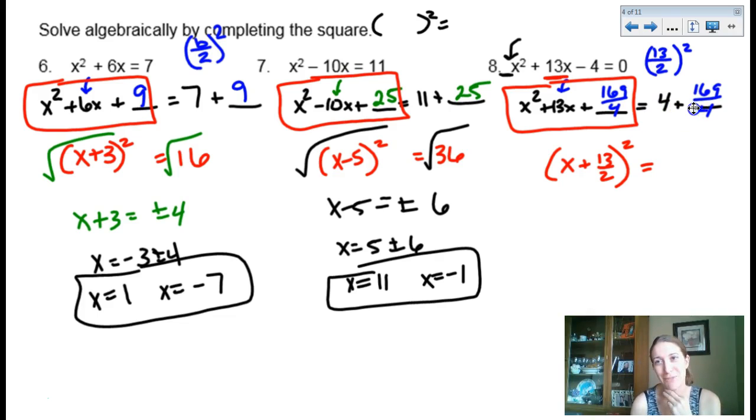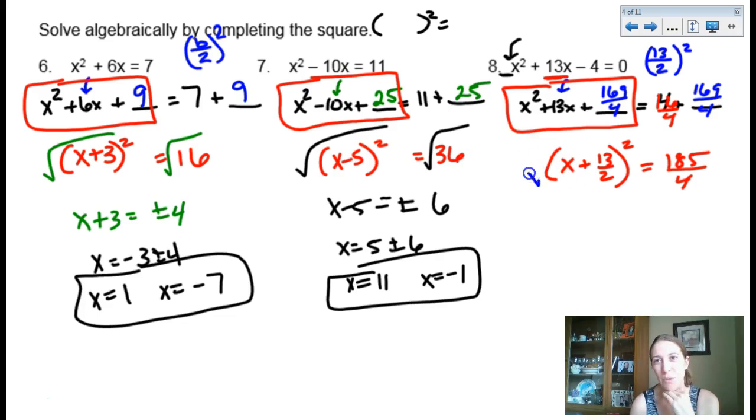This is where it's not very exciting. If I wanted to add these two fractions together, I would have to get common denominators, which means I'd have to think really hard about changing this to a 16 over 4, and then 16 plus 169, I'm cheating because I already did this problem, is 185 over 4. I'll be honest, guys, if I was just doing this on my own, I would have typed that in my calculator and hit math enter because it's late and it's summer and I'm tired.